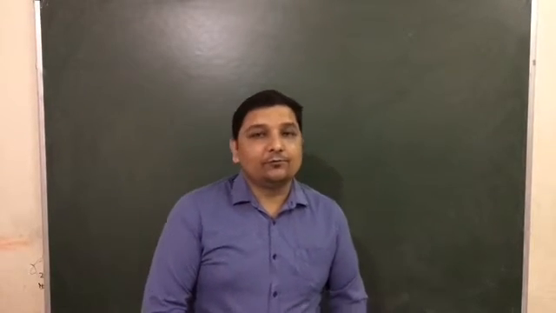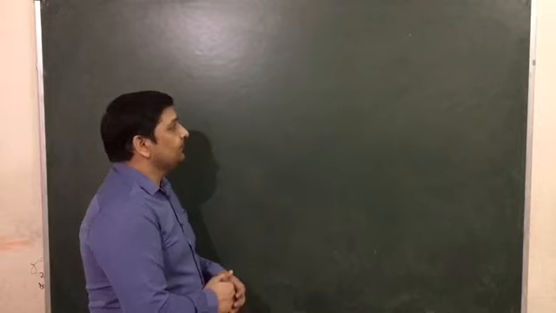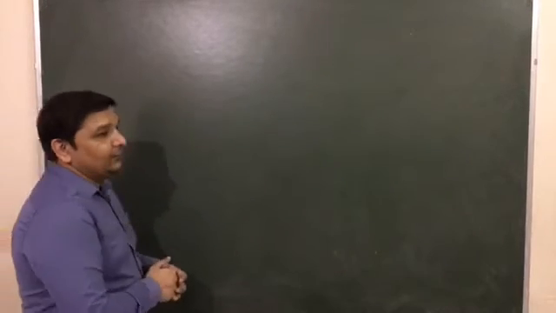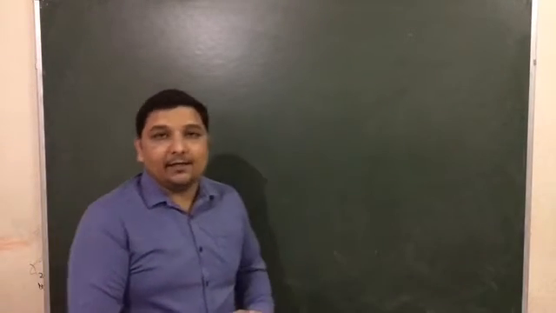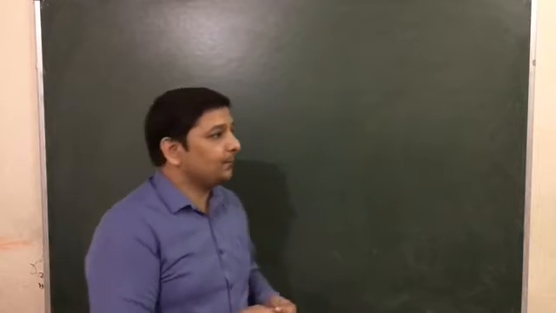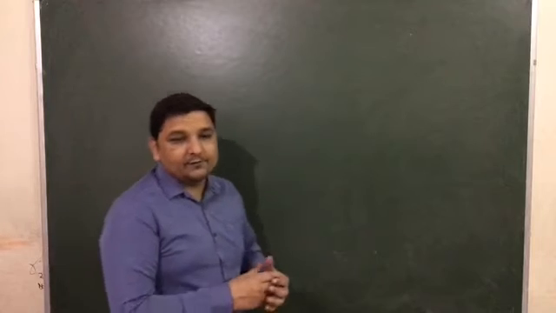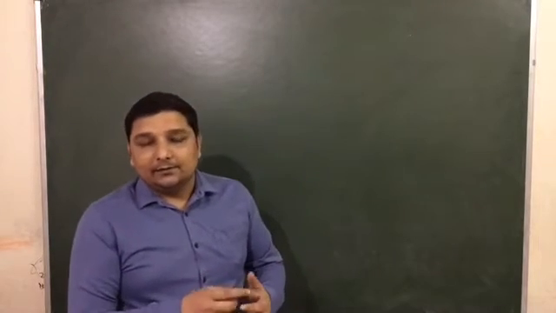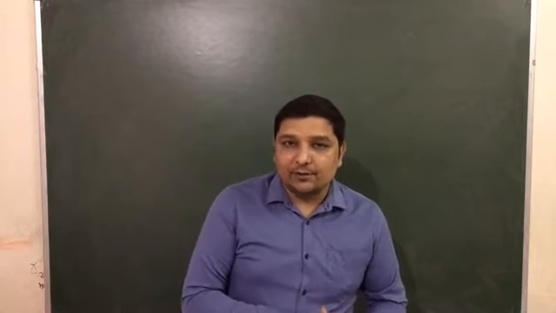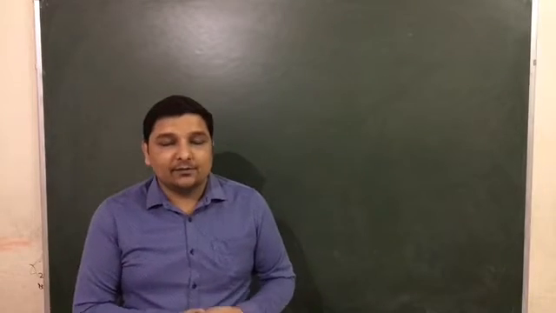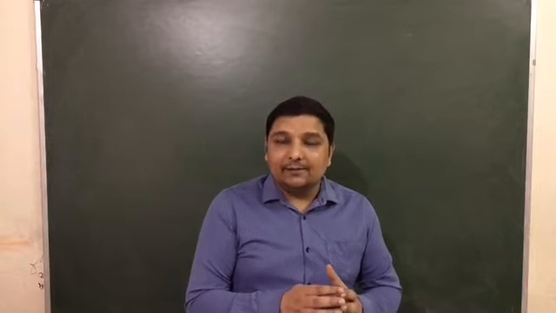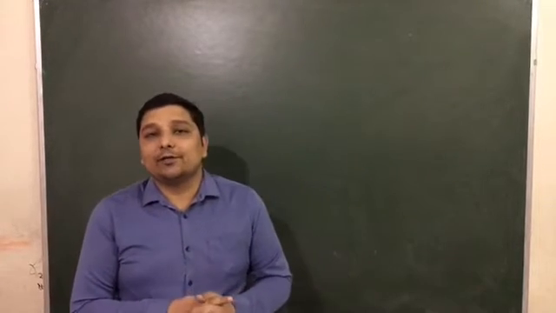Today we are going to start the last topic of this unit: the difference between translational motion and rotational motion. We know that when a body moves in a straight line, this type of motion is called translational motion, and when a body rotates about an axis of rotation, this type of motion is called rotational motion.